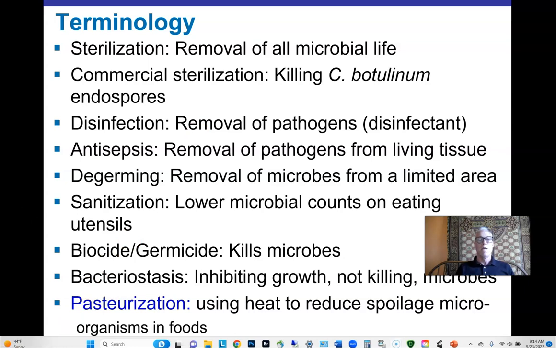De-germing is a little more qualitative term, removing microbes from a limited area, say, for example, the hands. You may give a quick hand wash, de-germ those surfaces. Sanitization, if you go to buy a meal at a diner, the utensils are said to be sanitized, washed in a hot water dishwasher so that there's minimal microbial presence on the surfaces, but not technically sterile.